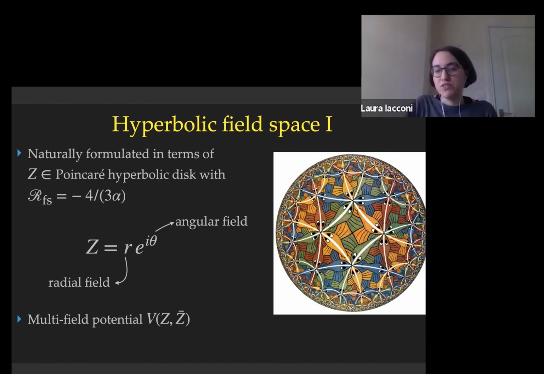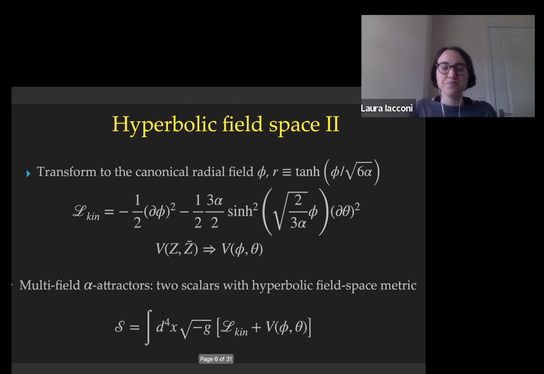And then you have your multi-field potential, which is given in terms of zeta and its complex conjugate. Now, you can transform to the canonical radial field phi, and in this way, the kinetic Lagrangian for phi and theta looks like this. So you have a canonical radial field, a non-canonical angular field, with a multi-field potential transformed as well. And in general, the multi-field alpha-attractor action will look like this, with the kinetic Lagrangian as seen before, and the multi-field potential depending on phi and theta.